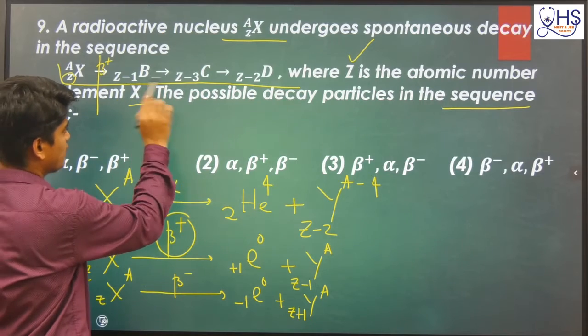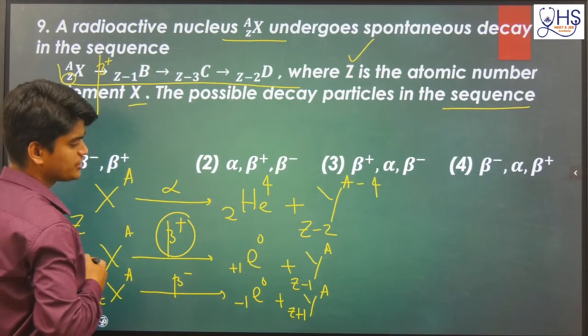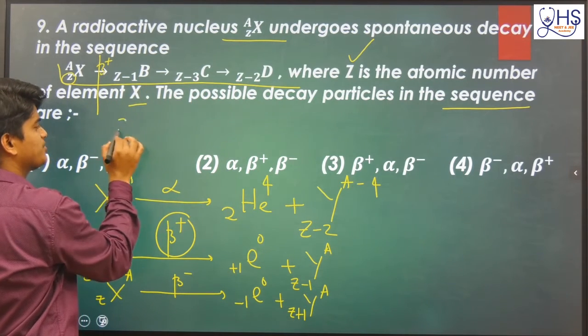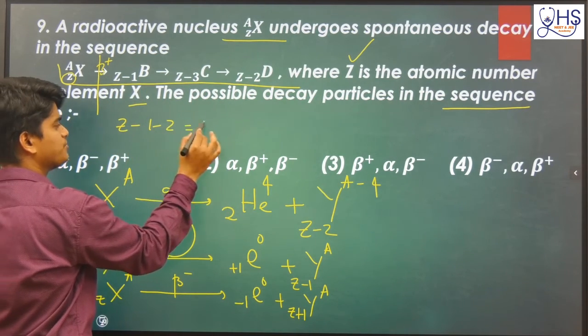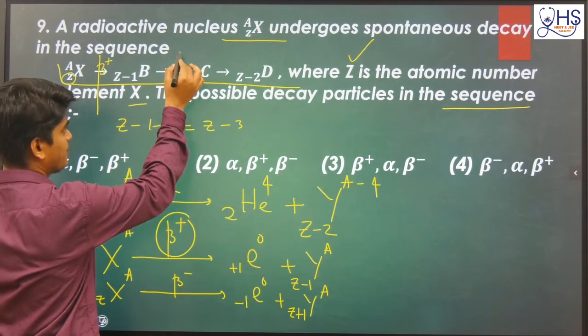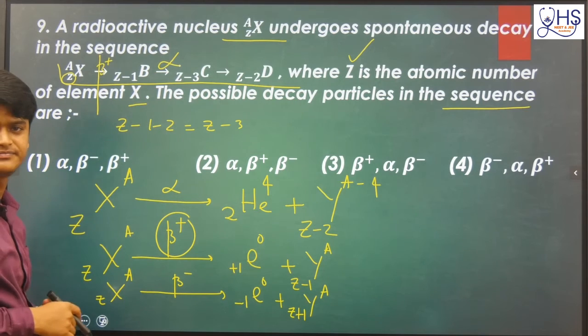Now see, Z minus 1 to Z minus 3 is coming. So Z minus 3 means minus 2, again minus 2 is happening here, because if I do Z minus 1 minus 2, it will become Z minus 3. So Z minus 2 happens for an alpha particle. So here definitely alpha is emitting.